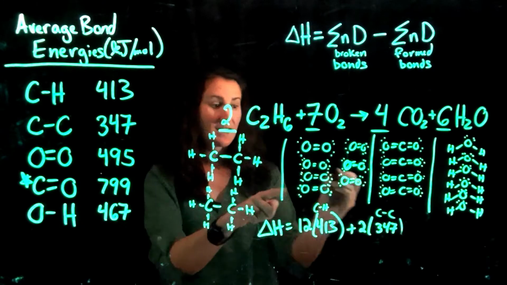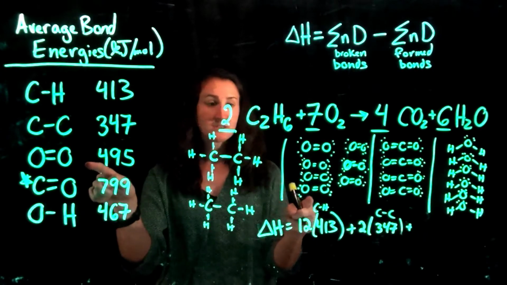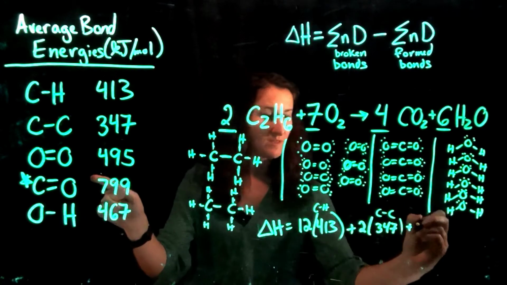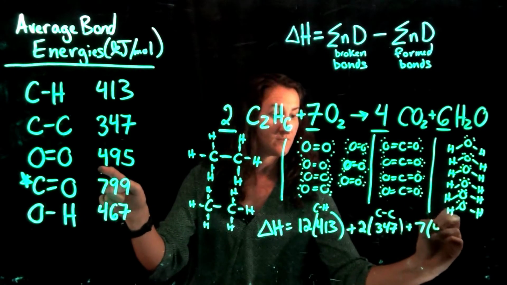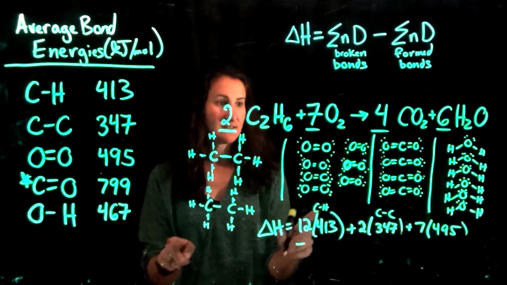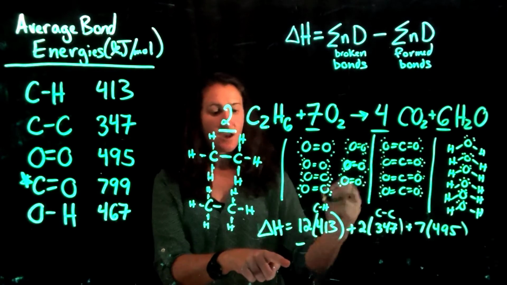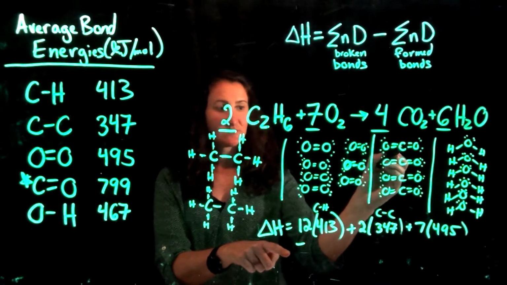All right, next, now we can get into our O to O. Plus our O to O double bond, which is 495, and there are 7 of them. 7 times 495 minus all of that, minus the bonds that I have formed. So how many bonds have I formed? If you said C to O, how many of those do I have?